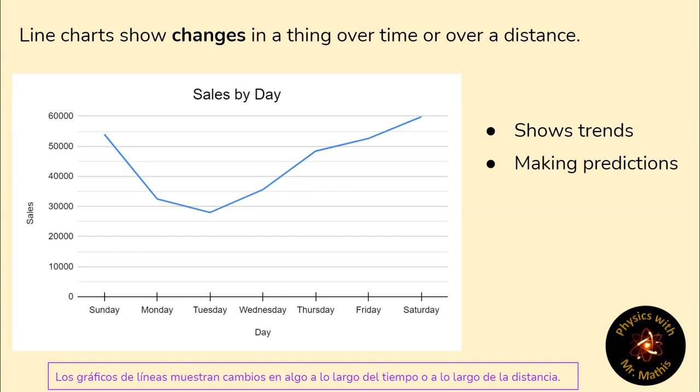Line charts show how a single thing changes over time or over a distance. Line charts have the value of the thing plotted on the y-axis and the time plotted across the horizontal x-axis. Line charts are great for showing the trends in how the thing is changing or making predictions about what it will do in the future.